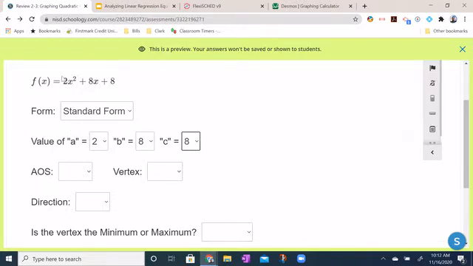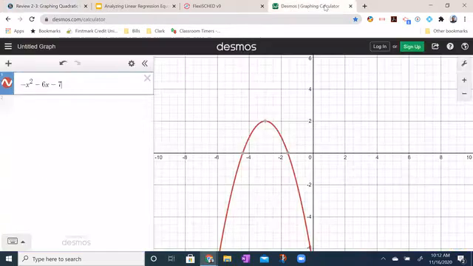All right, axis of symmetry. Again, you can type it into Desmos, or you can use the formula x equals -b/2a. Whatever it is that you want to do. So, Desmos is there, let's type it in there: 2x squared plus 8x plus 8.